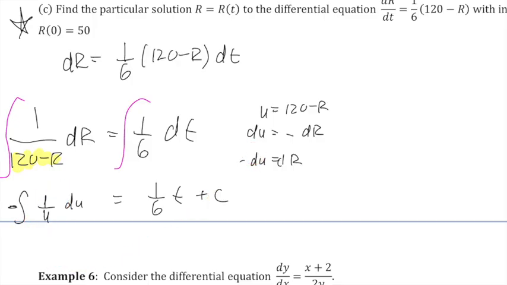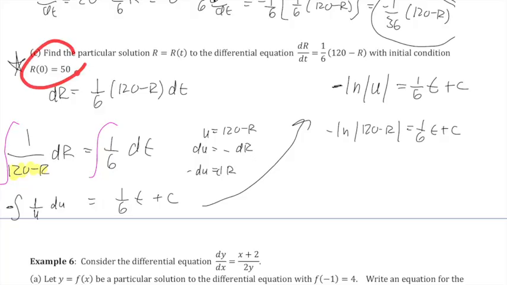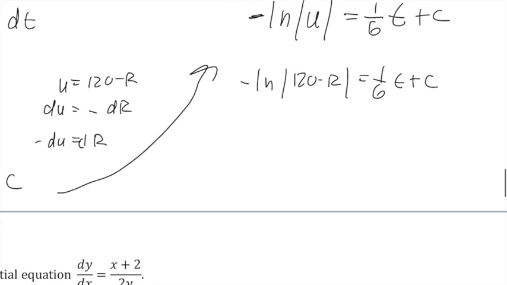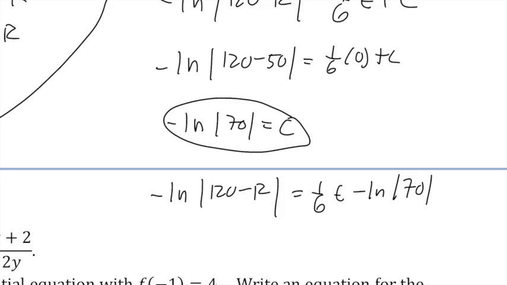So this is equal to log of u. So negative log of u equals 1/6 t plus c. And then we do have to substitute back in: negative log of 120 minus r equals 1/6 t plus c. And now we need to solve for c. We do have our point of 0, 50. So this is my constant, c is negative log of 70. And again, I just plugged c back in to my constant.